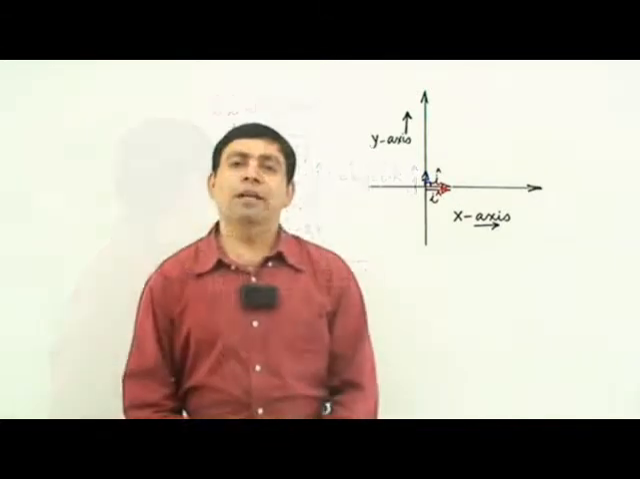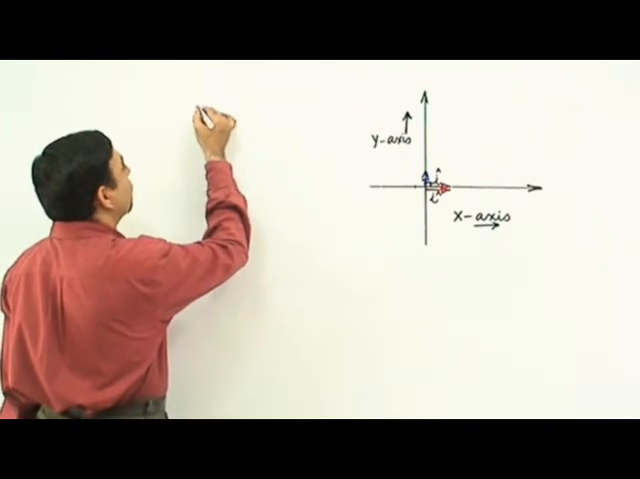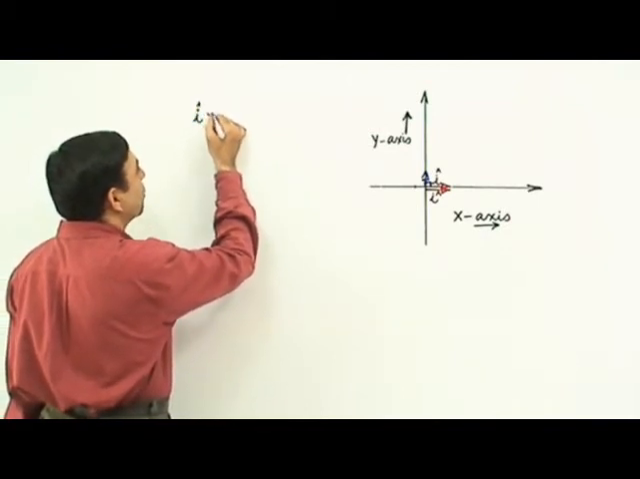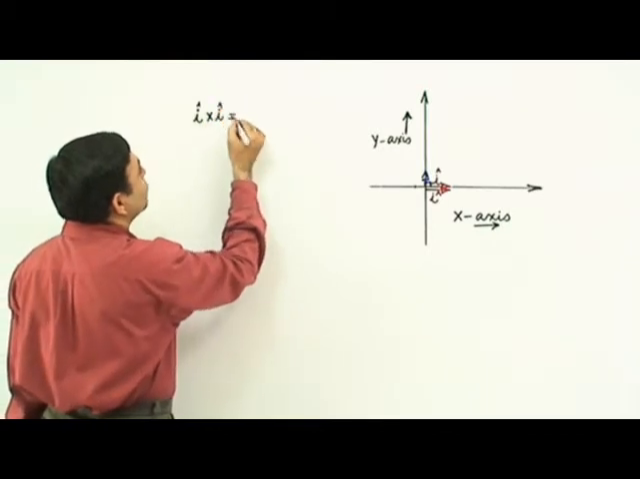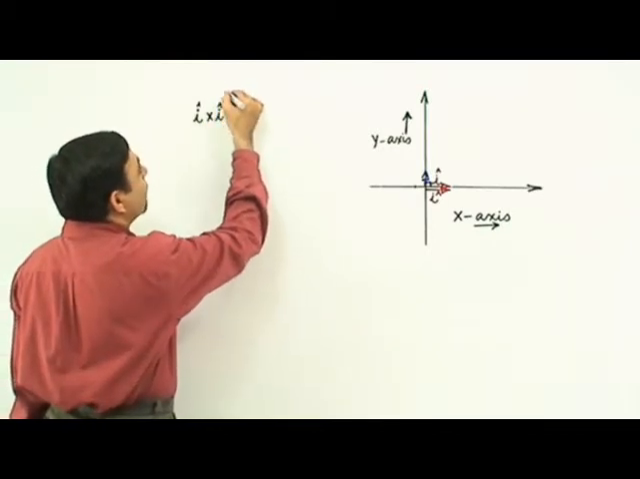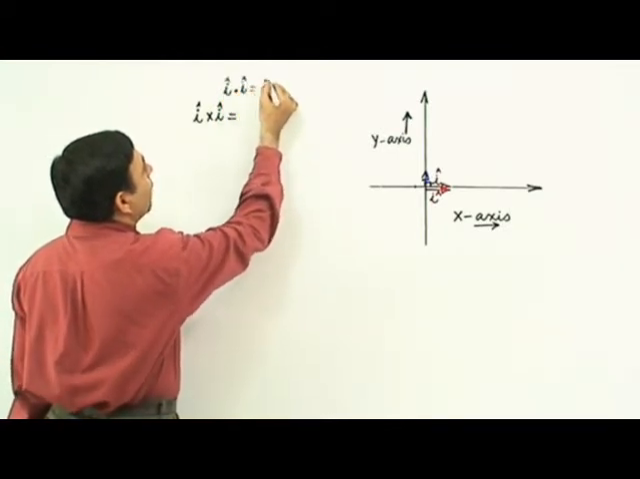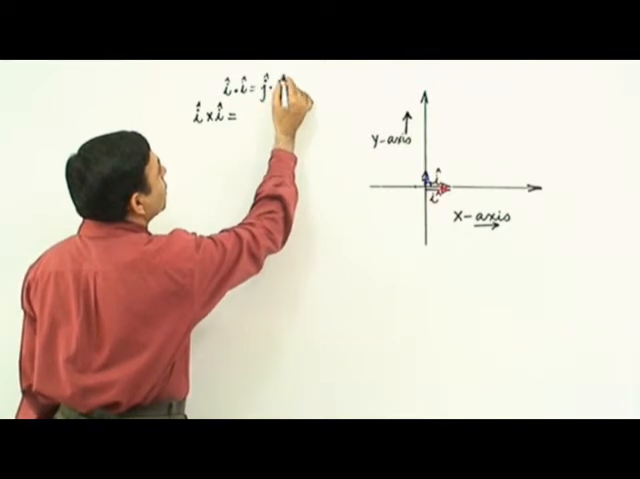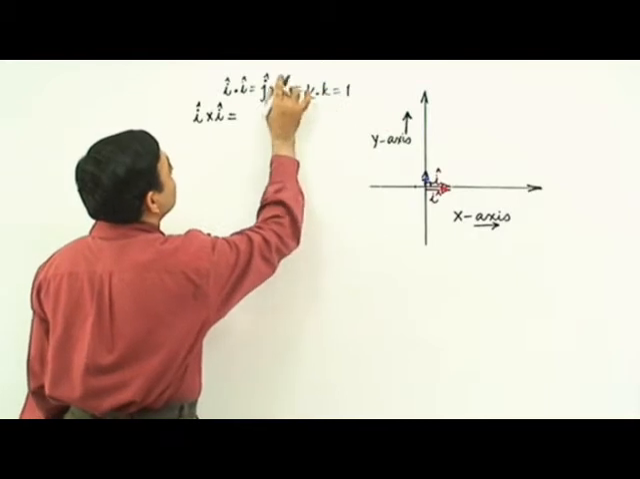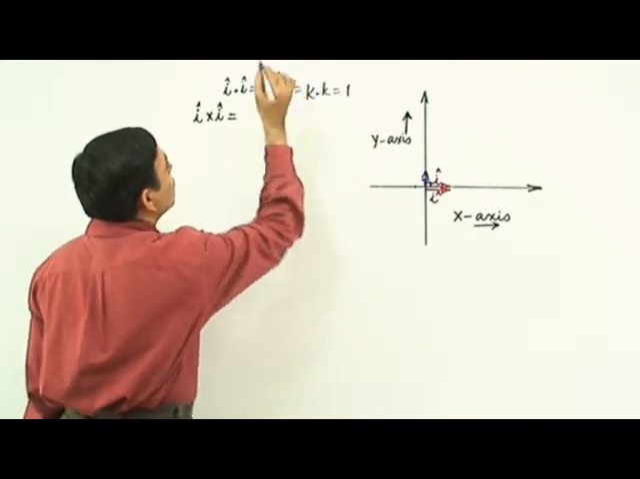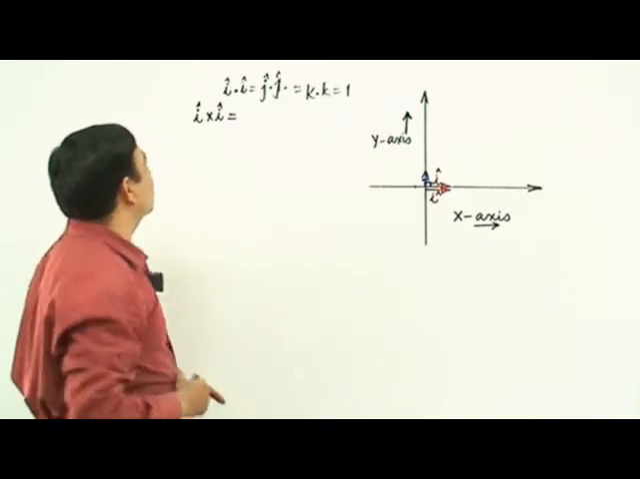Now consider the cross product of unit vectors i, j, k. We know i, j, k are mutually perpendicular. Just see, i cross i is what? We have already seen i dot i is j dot j is k dot k is equal to 1, okay. So this we have already seen. i dot i, j dot j, k dot k is 1. Now let us see what about the cross product.